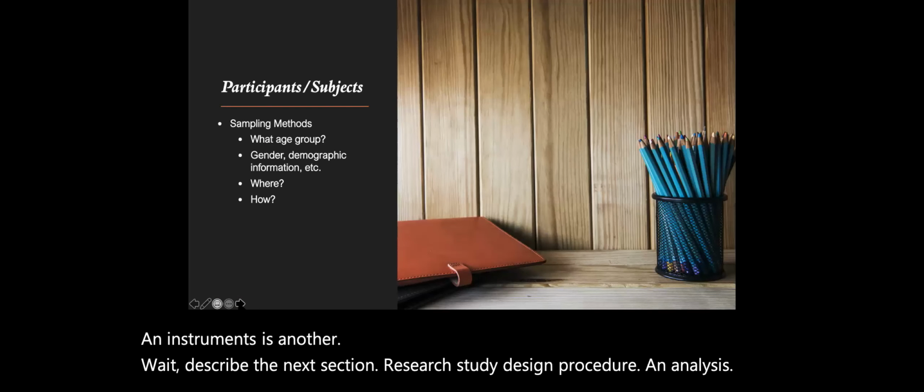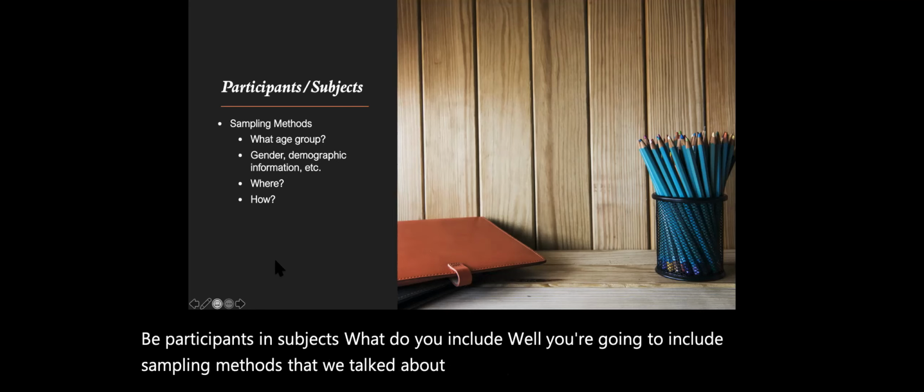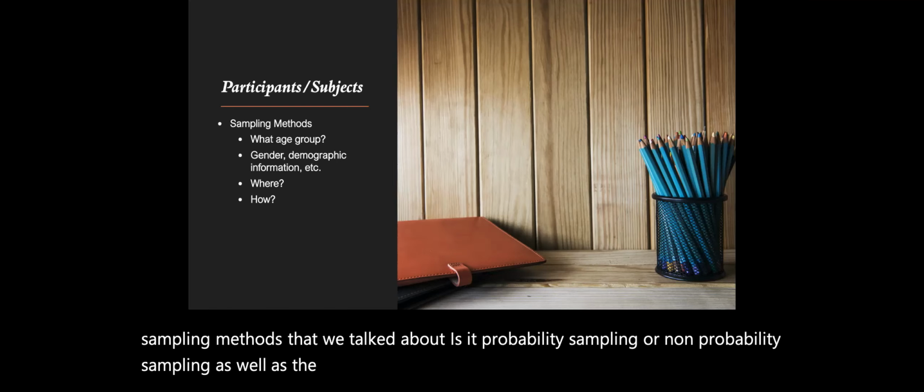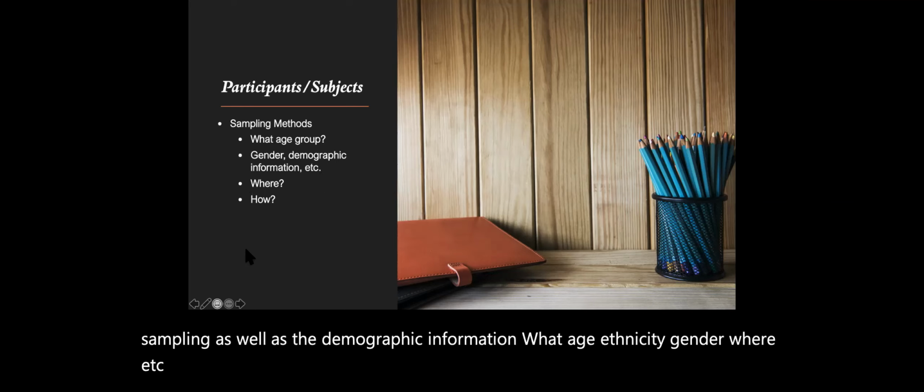The participants and subjects, what do you include? Well, you're going to include sampling methods that we talked about. Is it probability sampling or non-probability sampling? As well as the demographic information, what age, ethnicity, gender, where, etc., to describe what your sample is in relationship to your population.